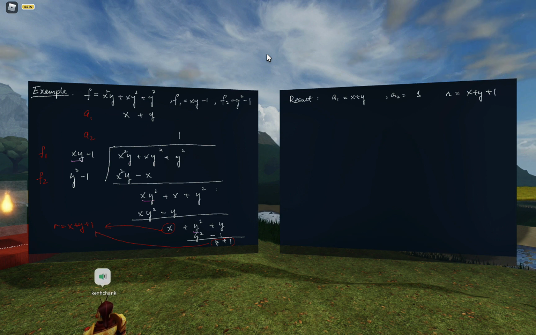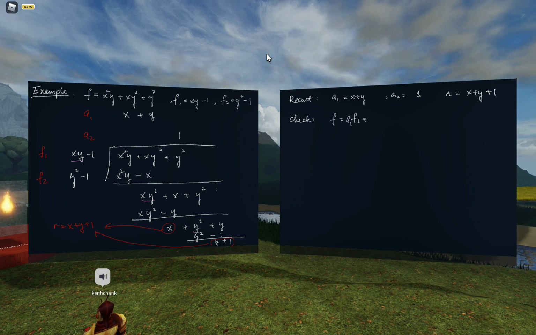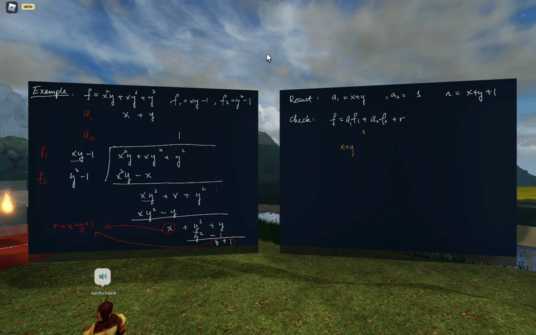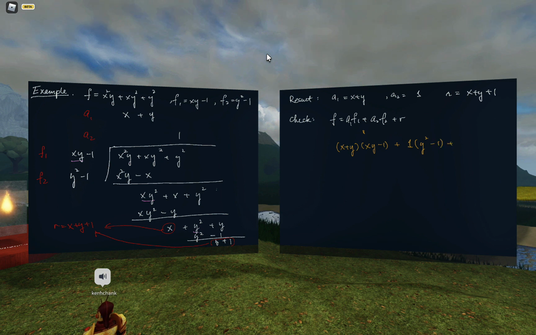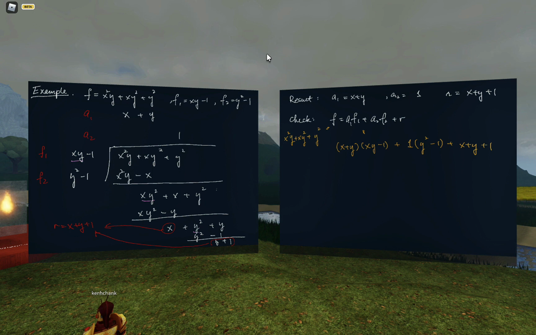And we can check that this actually gives us what we want, right? So let's check that f is equal to f1 a1 plus a2 f2 plus r. So a1 f1 is equal to x plus y times f1, which is equal to xy minus 1. a2 is 1, which I'll just write 1, times y squared minus 1, plus x plus y plus 1, right? And so this, when you expand it out, should be equal to f, and f was x squared y plus xy squared plus y squared.